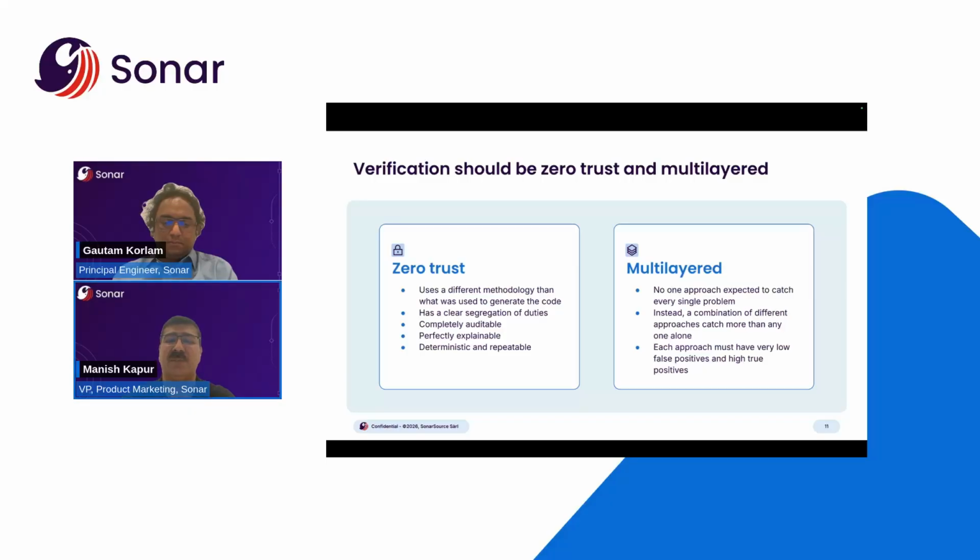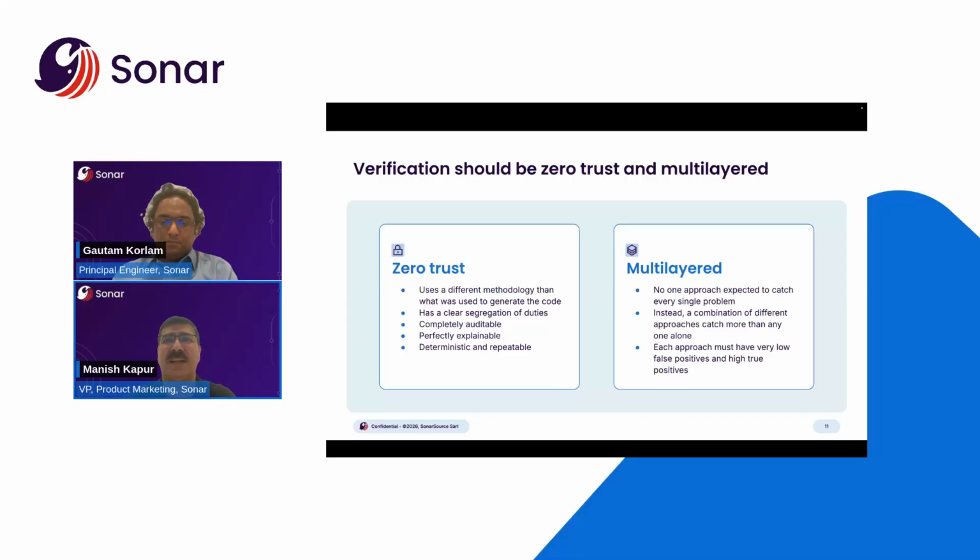Verification should be zero trust, which means you should use a different methodology. You should have a clear segregation of duties. It should be completely auditable, explainable, and deterministic. So those are the traits which make a system a zero trust system for verification.